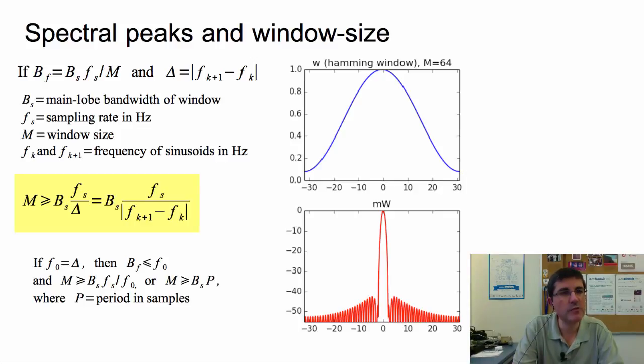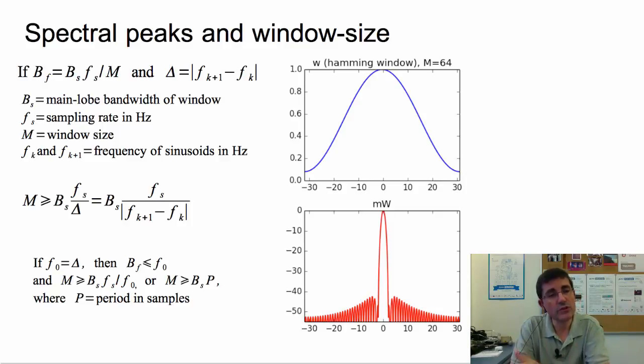M has to be bigger or equal than B sub s, the number of samples of the window in the main lobe, multiplied by the sampling rate and divided by this delta. Or we can also express this delta as the absolute value of the difference of these two frequencies. But in many cases, this difference between the two frequencies corresponds to the fundamental frequency, because if it's a harmonic sound, the distance between two consecutive harmonics is equal to the fundamental frequency.